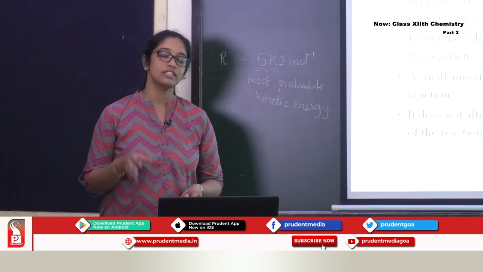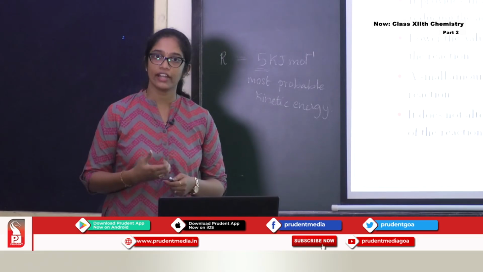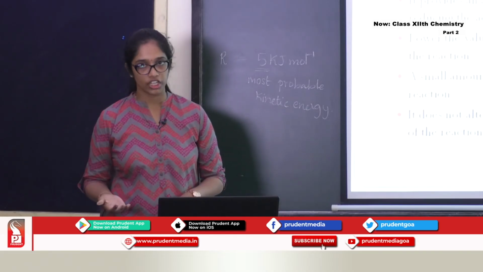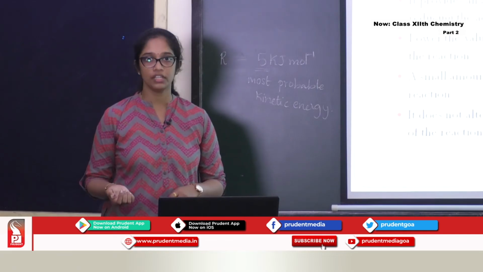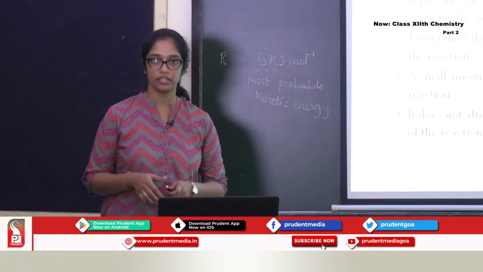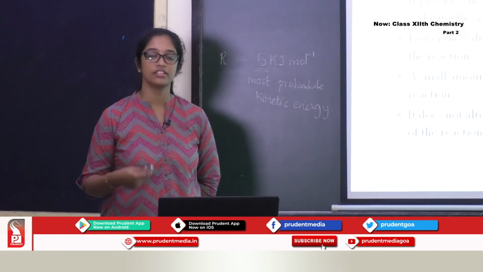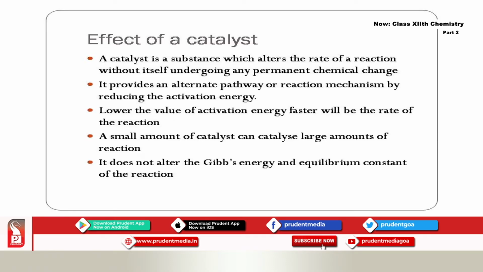So, a catalyst is added to a reaction mixture, wherein it changes the reaction pathway and changes the activation energy, leading to the formation of product. At the end of the reaction, you get the catalyst back, it is regenerated. It is not used up in the reaction, it just helps to change the mechanism of the reaction. So, a catalyst is a substance which alters the rate of a reaction without itself undergoing any permanent chemical change. That is what I meant by saying that at the end of the reaction, the catalyst can be recovered.